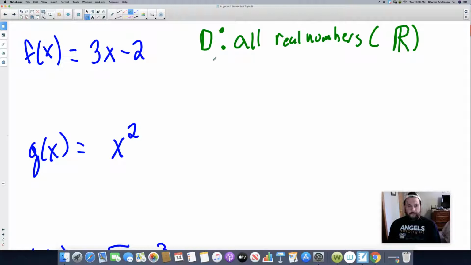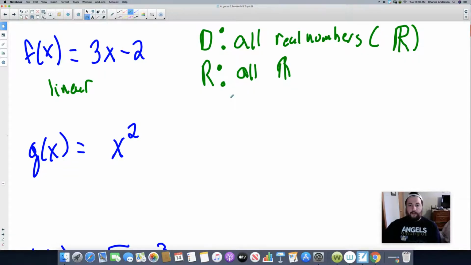And then the range, again, if you think about it, this is a line. This is a linear function, as you guys know. The line is going to go up forever and down forever. It's going to hit every y coordinate. This is also all real numbers.